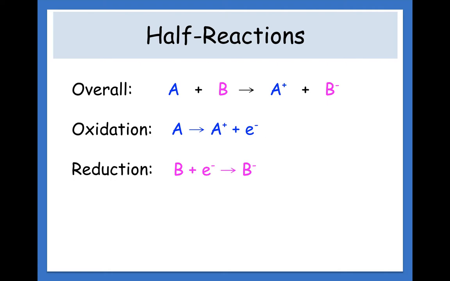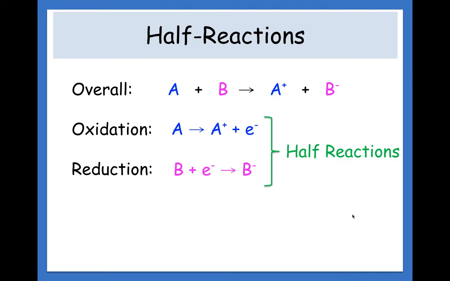You remember OIL RIG, oxidation is loss, and reduction is gain. That's the RIG, R-I-G. Reduction is gain of electrons. So that is the way it will always be in any type of half reaction. Oxidation ones have the electrons on the right, reduction ones have the electrons on the left. So these two are what's considered your half reactions.